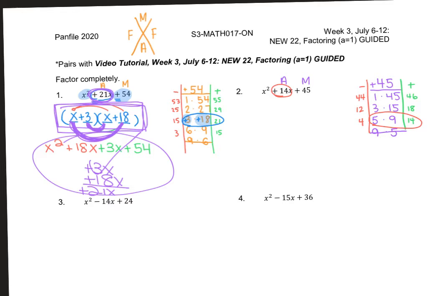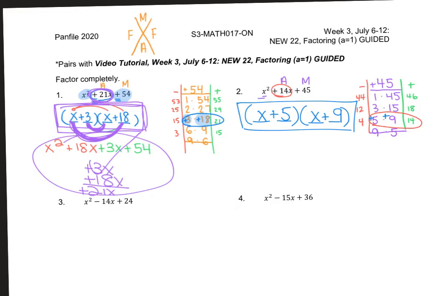I want a positive 14, so I need a positive 9 and a positive 5. So if I'm plugging into my 2 binomials, I want an x and an x to get an x squared. I want a positive 5 and a positive 9. And I'm all done.